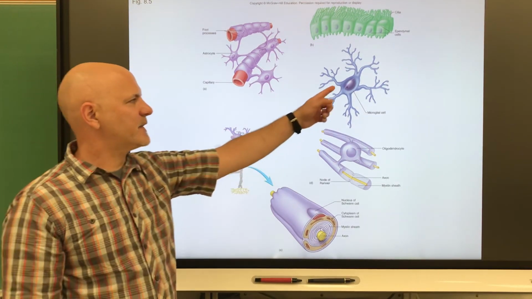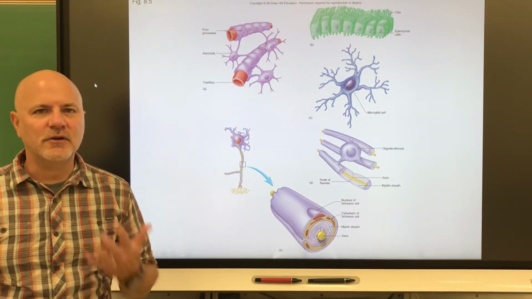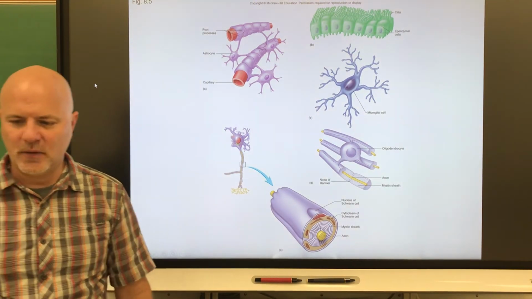Next are microglial cells. These are microglial cells here. These are small phagocytic cells. They're defensive cells within our brain and spinal cord.